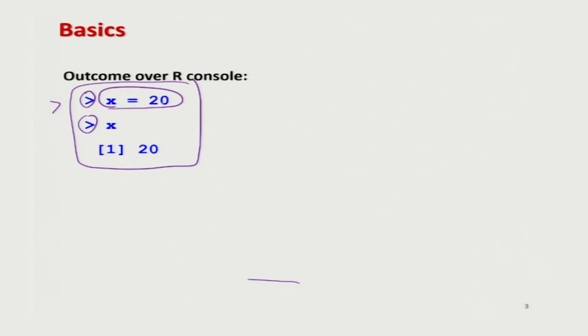So x equal to 20 means when you type x equal to 20 in the R software, and in the next line you type x and then press enter, the enter key on your keyboard, you will get the value 20. So this indicates the part which has to be executed when you are trying to do something inside the R software.